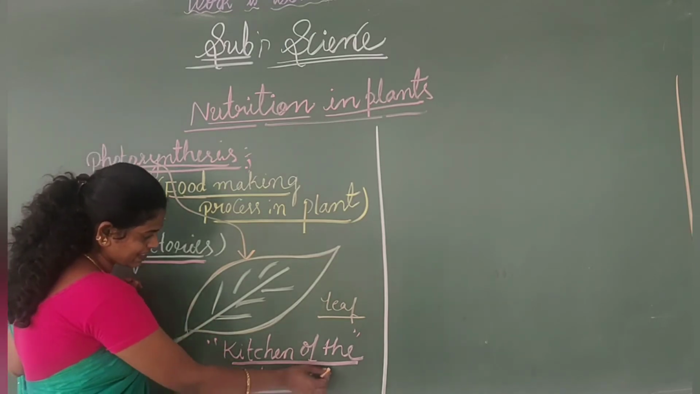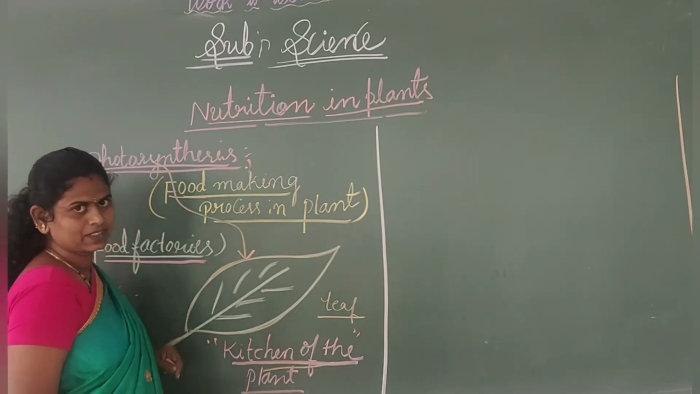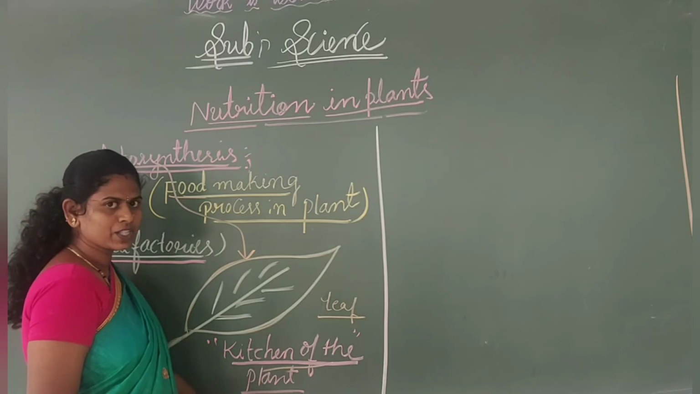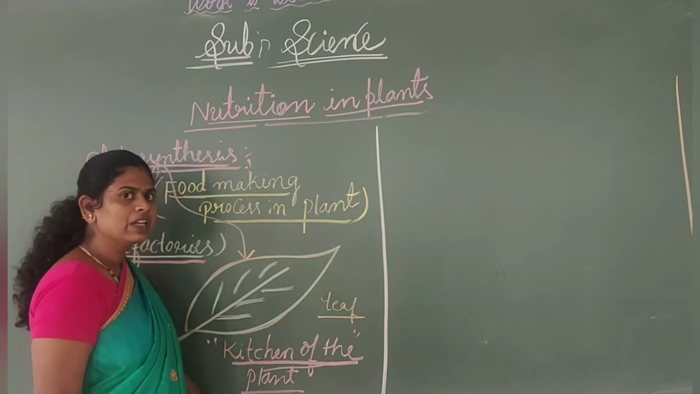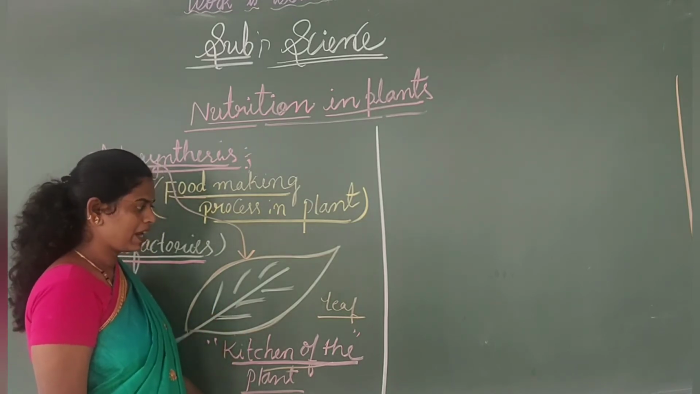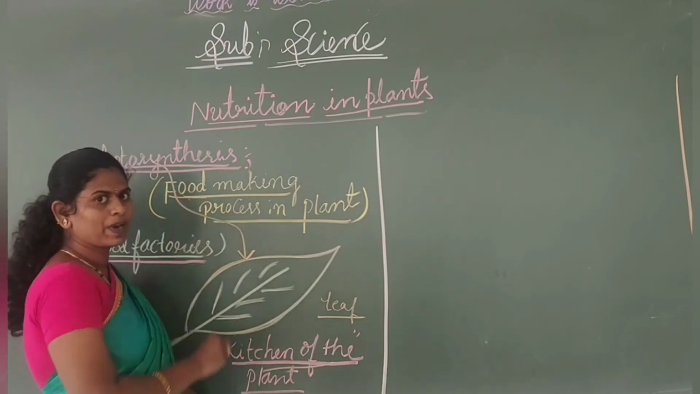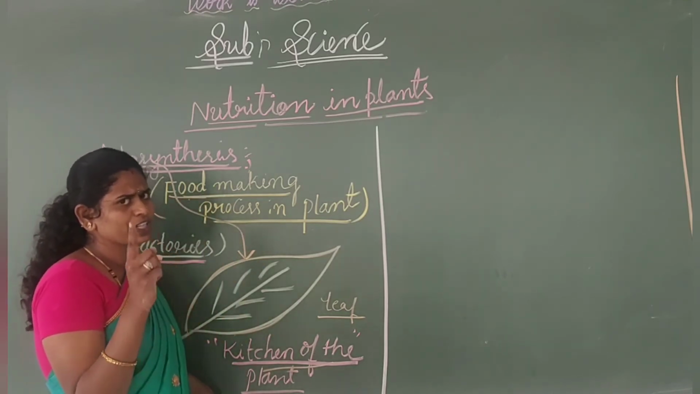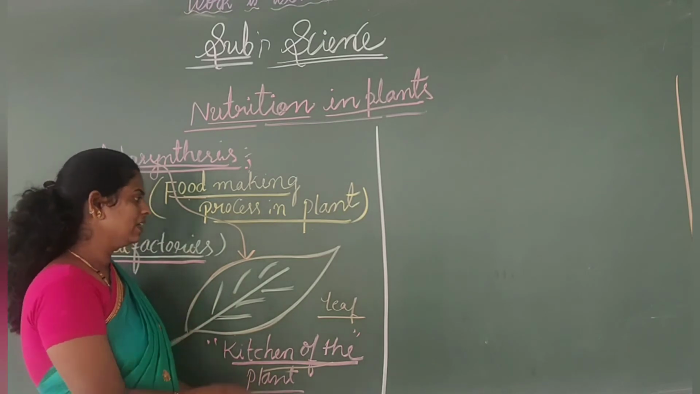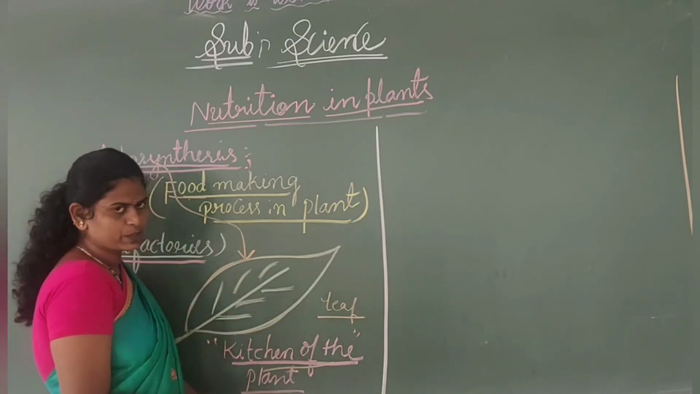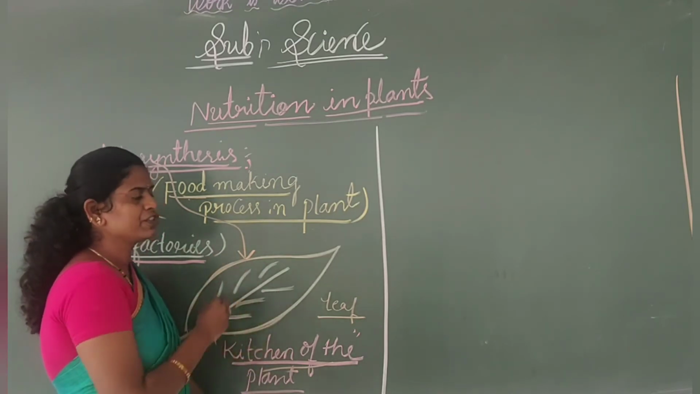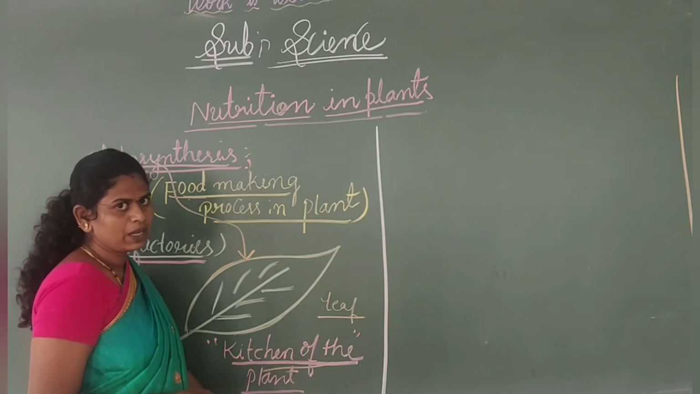Hence it is called the kitchen of the plant. So which part of the plant is called the kitchen of the plant? Leaf. Leaf is called the kitchen of the plant body because food is prepared in the kitchen. Right? In your home also food is prepared in the kitchen, right? Like in plants, the food is prepared in the kitchen. Hence the leaf is called the kitchen of the plant.